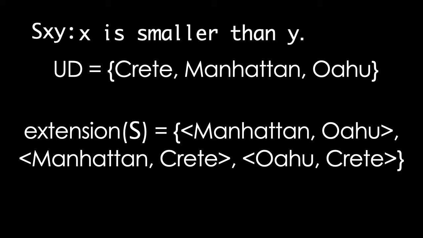So the extension of S is a set containing pairs of things. The pairs <Manhattan, Oahu>, <Manhattan, Crete>, and <Oahu, Crete>. Those are the pairs of objects from the Universe of Discourse where the first is smaller than the second. That is, the two-place predicate S applies to pairs of things, specifically these three pairs of things.